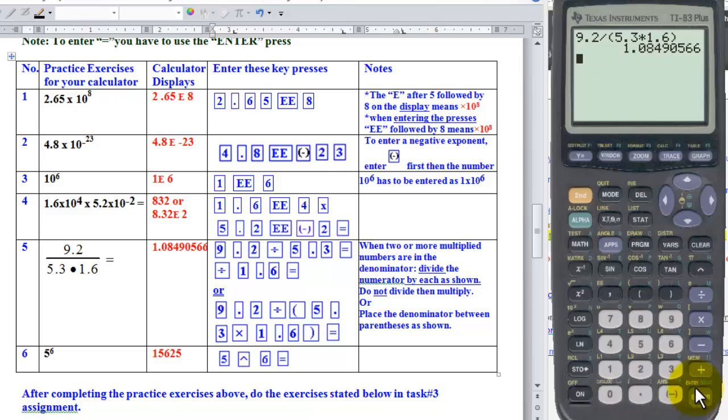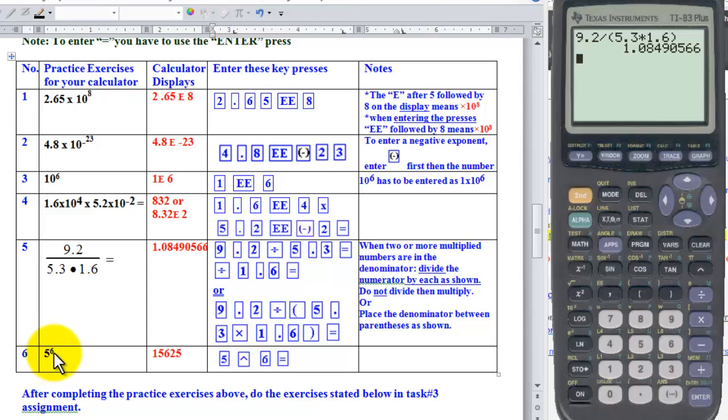So you can either follow the first option here, divide again by 1.6, or include the operation in the denominator within parentheses. Okay, so this is very important, guys, when you do your calculation. Okay, now let's look at step number 6. Here we are raising 5 to the power 6.